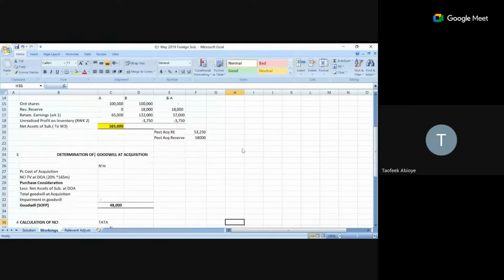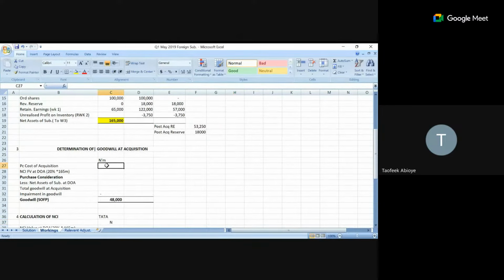Now let's do our goodwill calculation. So what is the cost of acquisition? We are told in the question that the parent company purchased it for 1.08 billion BRL.